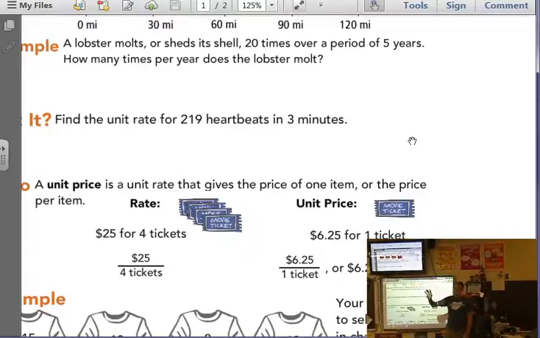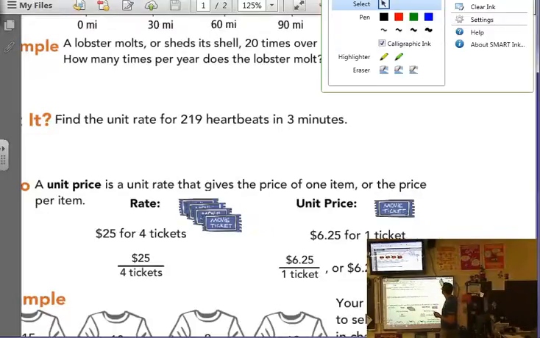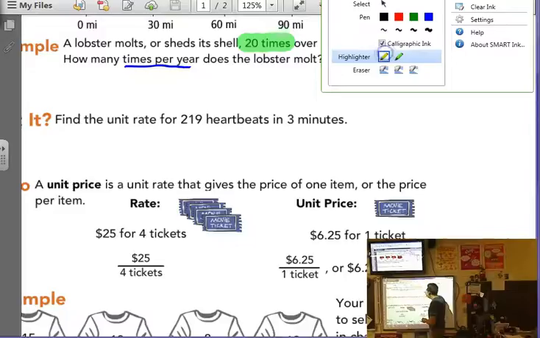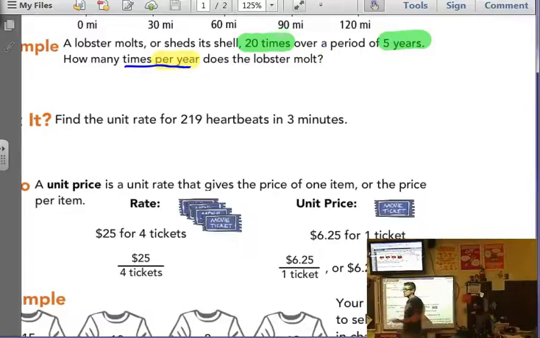So if a lobster molts its shell, which is when they break out of the old shell and leave it behind and grow into a new one, 20 times in 5 years, and yes, people do research on lobsters because we eat them. It is important to know the population and everything. Figure out on your own the times per year. Sweet, yeah, you can do this. Just going to give a second for people to work.